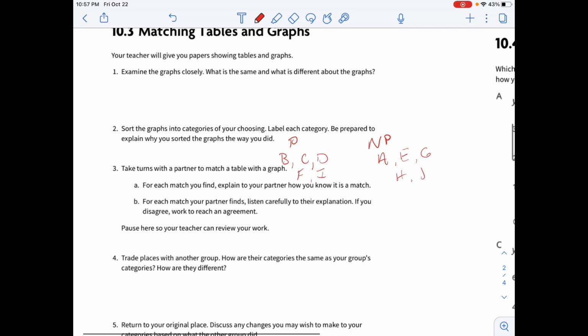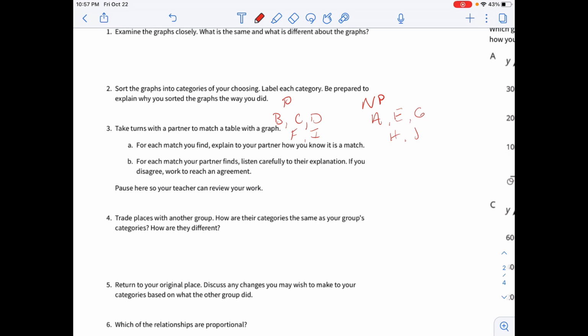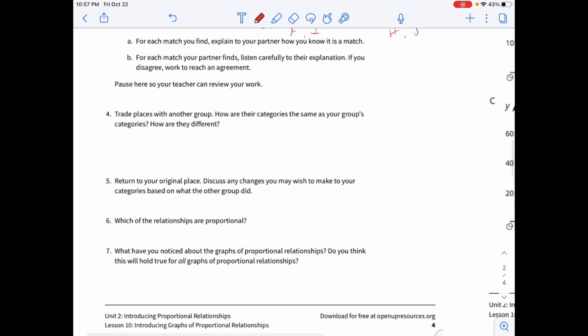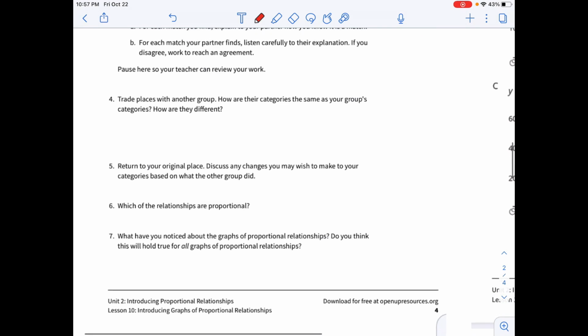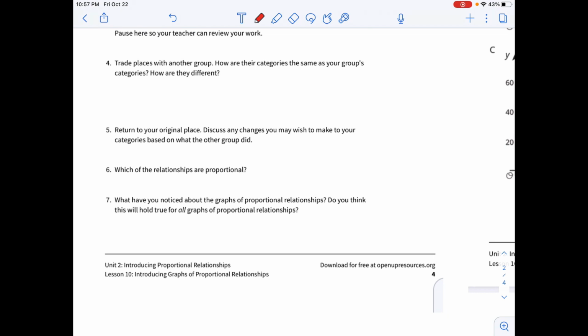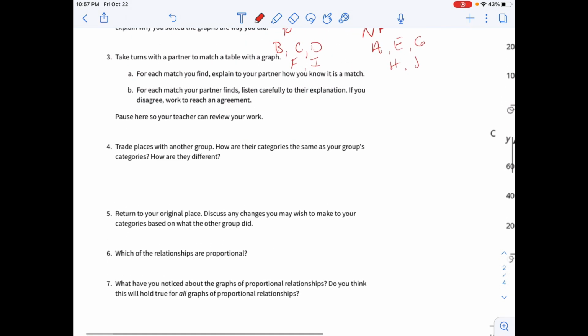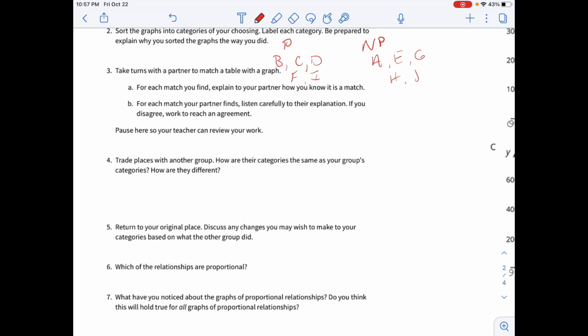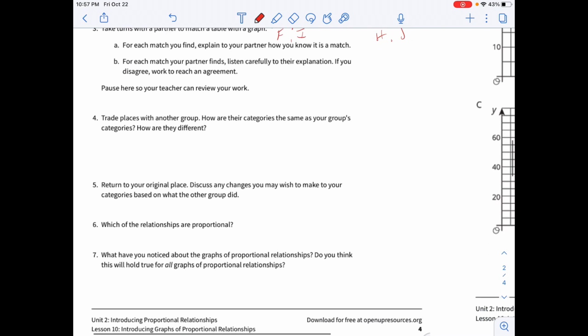Okay, here in 3, this would be more for when you're in class. You can discuss these with your partners. Okay, 4 just says trade places. So we're not going to worry about that right now. So the number 6 here, which of the relationships are proportional? I've already shown that up here. So all the ones that are proportional, B, C, D, F, I. And then you can refer to which tables those correspond to.